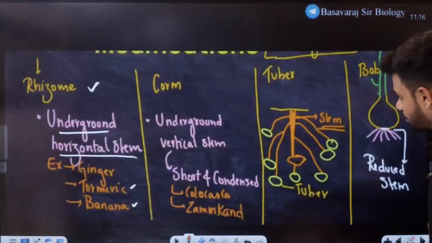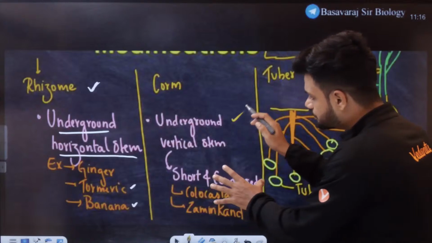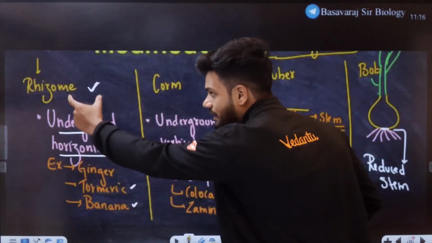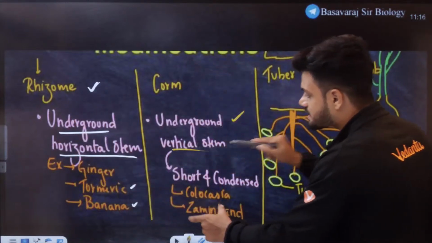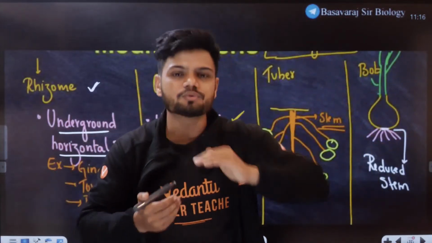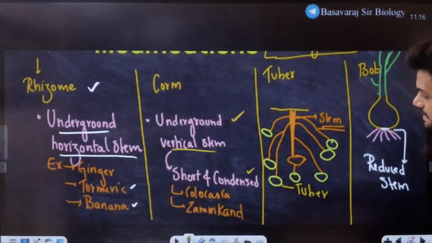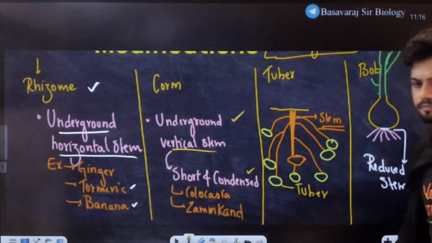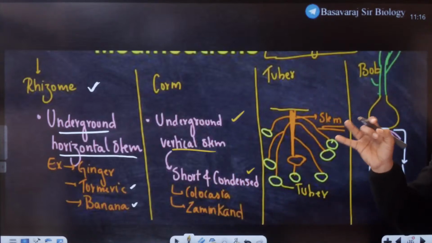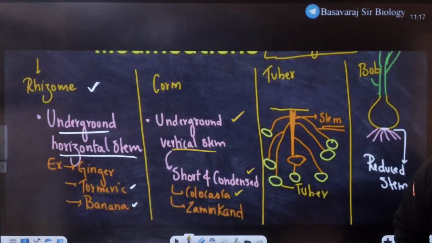Okay. Now, next one is called corm. Corm also is underground, but here we have horizontal, and here we have a vertical stem. So here what happens is, there is a vertical underground stem which is very short and condensed. Example is Colocasia, or Elephant foot yam. Now, how many of you have seen this plant? Raise your hands.